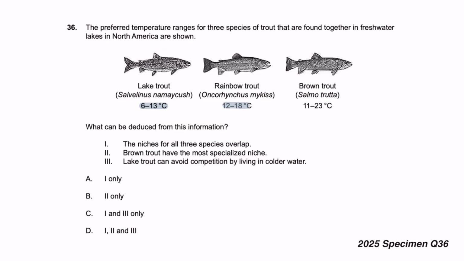These temperatures are the preferred temperature ranges for these three different trouts. These three ranges overlap, showing their niches also overlap. Although they overlap, each trout can also live in some specific areas. For example, lake trout can live in colder water, so they can avoid competition with other trout. However, just based on temperatures we cannot tell the condition of the niche for each trout.